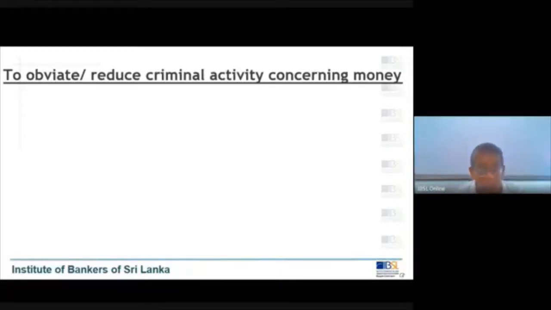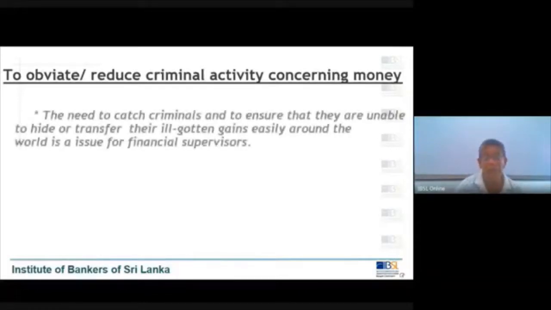Right now we are going to discuss how to reduce criminal activity concerning money. People can do a lot of business through the bank. Banks' criminal activities were estimated worldwide at around 5 trillion. So we cannot allow the banking system to be used for dirty things, right?